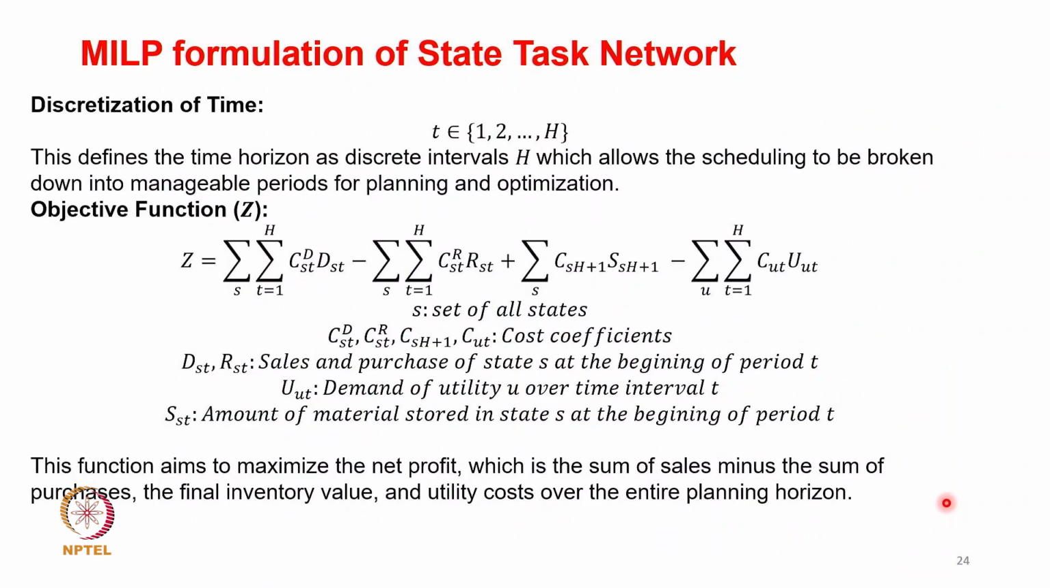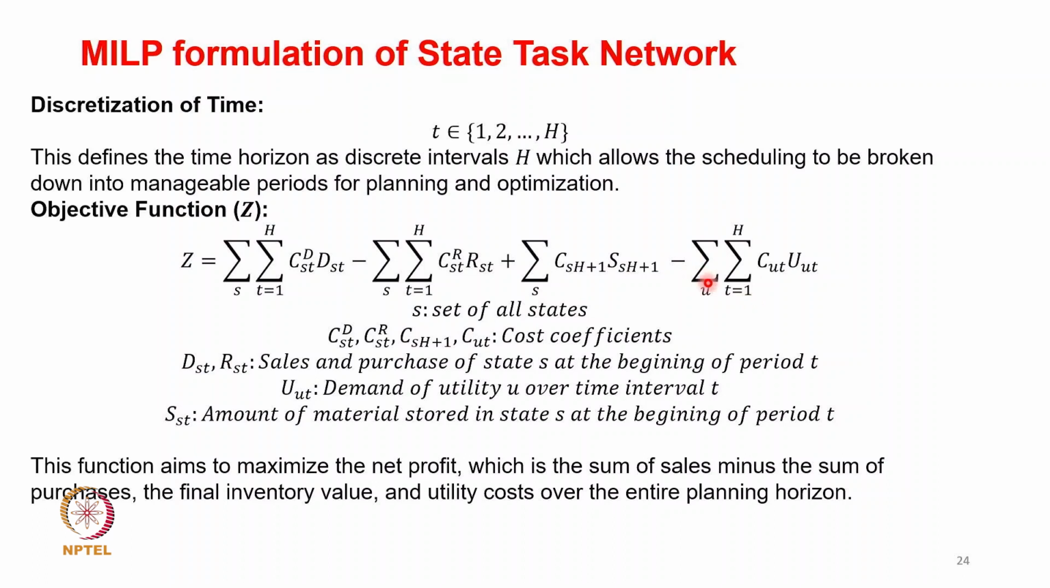So let's assume that we have discretized time T, which is available over a horizon H. This defines the discrete time horizon, the discrete intervals, which allow the scheduling to be broken down into manageable periods of time. The objective function here is to maximize the net profit, which is the sum of sales minus the sum of purchases, final inventory value and the utility cost.